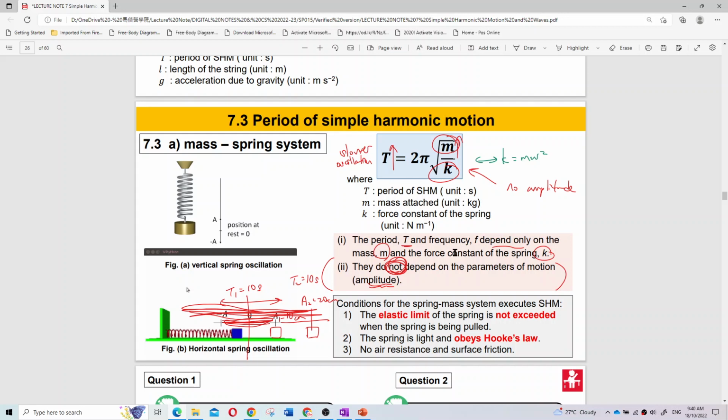Anybody? Can you tell me? Kenapa ada frekuensi pula? Apa kaitan frekuensi dengan period? 1/T. Betul, 1/T. So maksudnya period ialah, okay, kita tahu frekuensi ialah 1/T kan, betul tak? Boleh juga tukar menjadi period ialah 1/F, tahu tak?